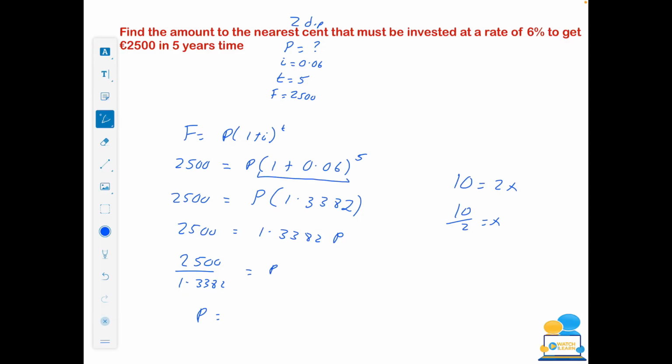So p is equal to, put that into my calculator, 2500 divided by 1.3382. Okay, I get out 1868.18. So if I invest €1,868.18 into a bank and say they offer me an interest rate of 6% every year, in 5 years' time my original €1,868 will actually be worth €2,500.